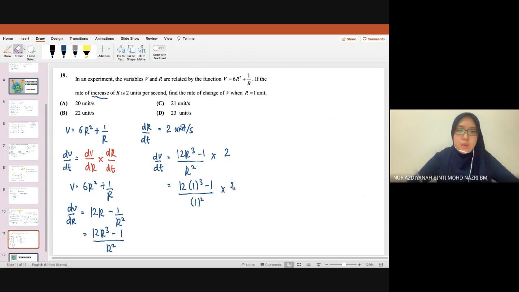So what we will have here is 12 minus 1 is 11. So 11 times 2, that is equals to 22. Okay, so the final answer here is 22 unit per second. And from the choice here, it is the answer is B. Okay, so that is dV dt. Okay, so done for question number 19.